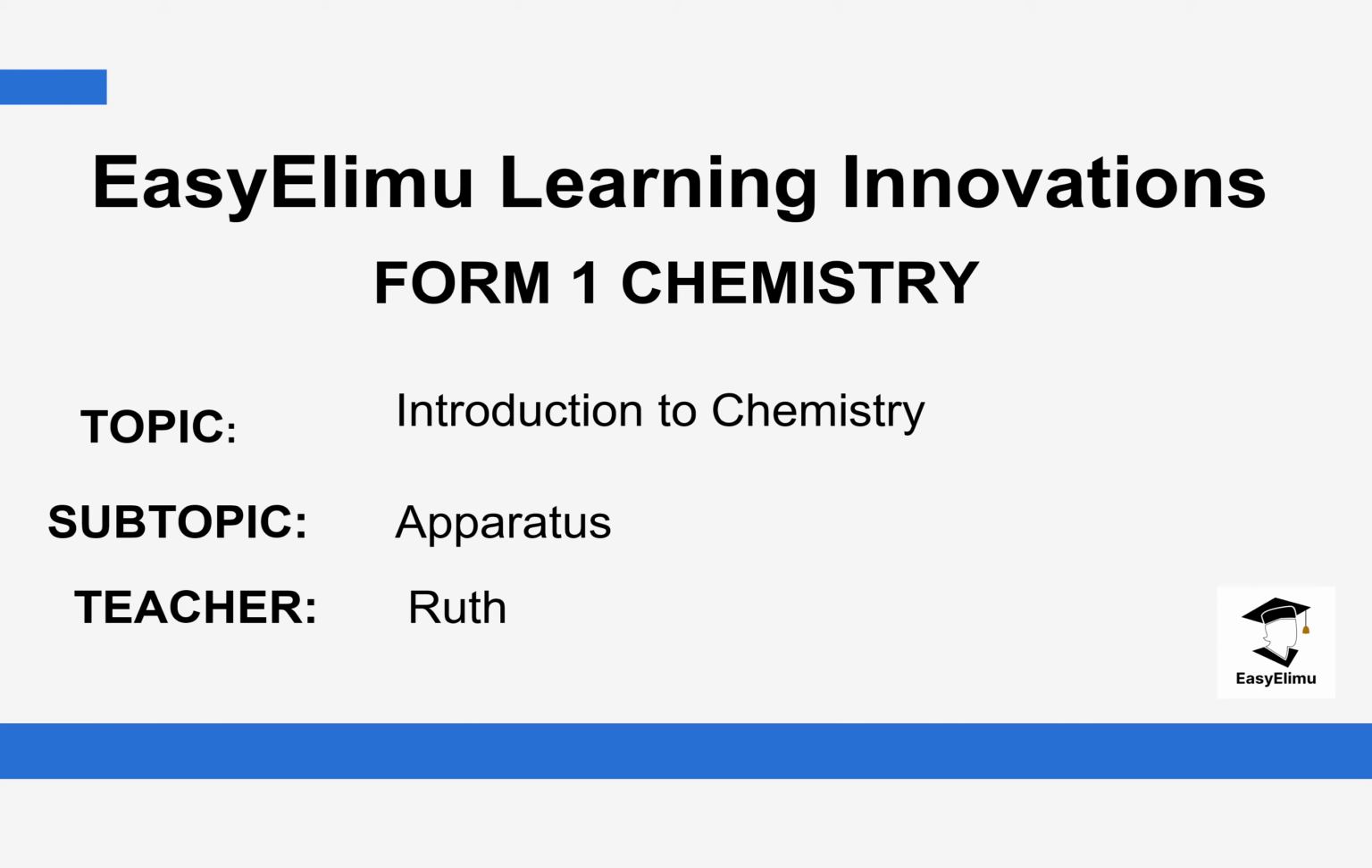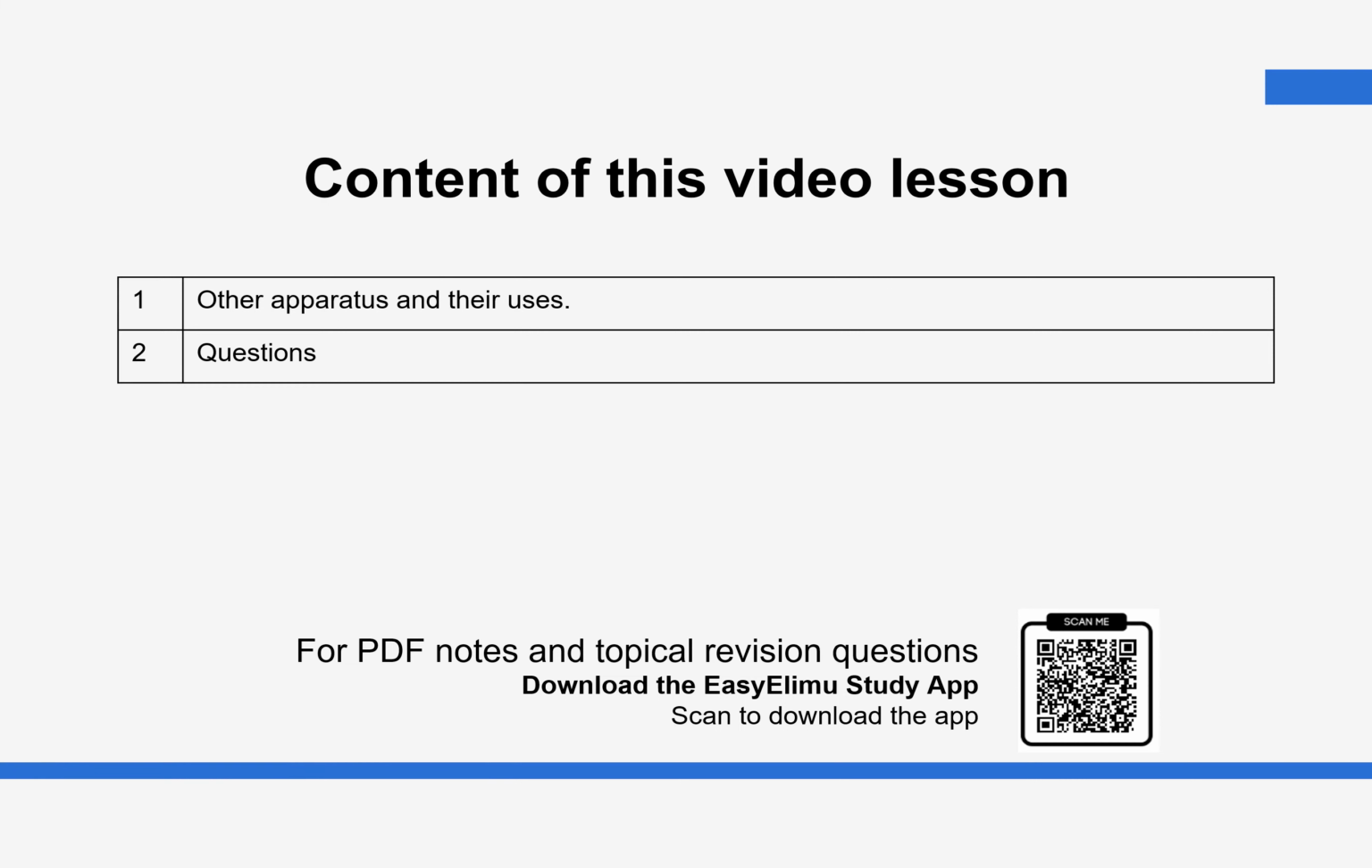We're going to be looking at apparatus. Previously, we looked at other apparatus that are used in the lab for measuring volume, for measuring mass, for measuring time, and for measuring temperature. So you can go back to the previous videos and watch and get to see how those apparatus function and their uses. As for today, we are going to look at other apparatus in the lab.